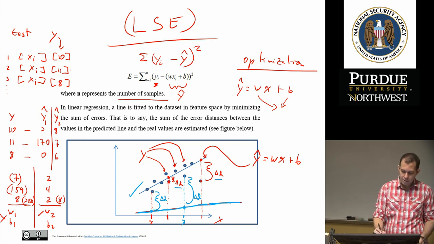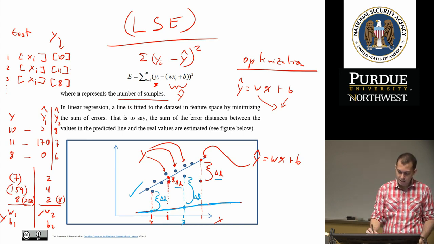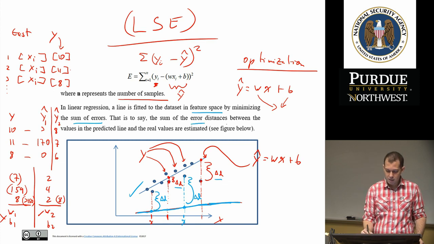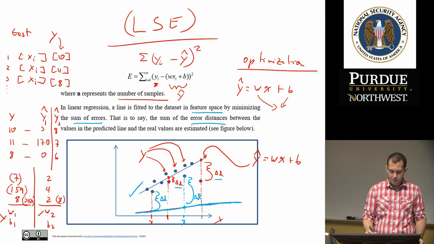So in linear regression, a line is fitted to the data set in feature space. Feature space is basically any Cartesian plane that we define here for our features, by minimizing the sum of errors. That is to say, the sum of the error distances between the values of the predicted line, which is the blue line here, and the real values, which are the actual points.